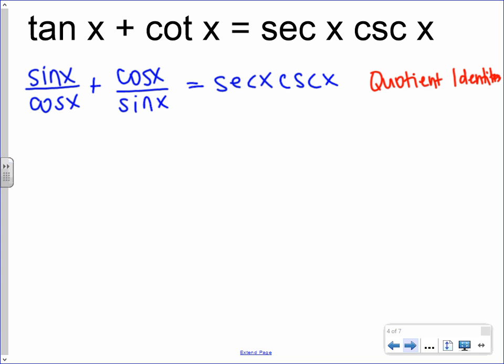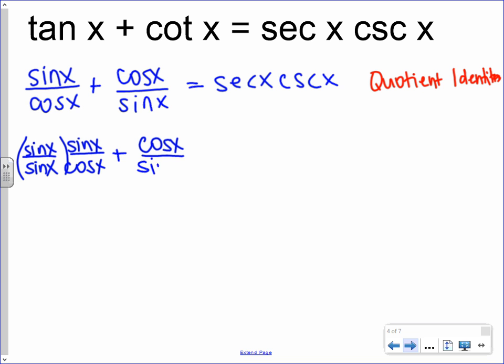You are suggesting that we make common denominators. So we need to take the sine of x over cosine of x and multiply it by sine of x over sine of x. And we need to take the cosine of x over sine of x and multiply by cosine over cosine.